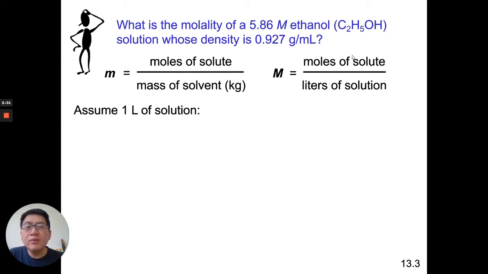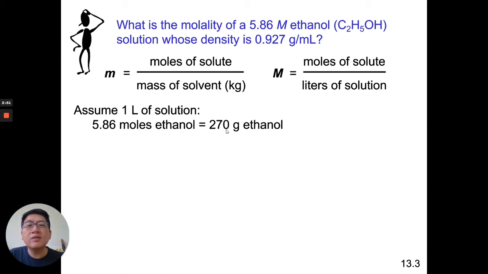If you have 1 liter of this solution, then you must have 5.86 moles of ethanol. Why? Because there are 5.86 moles of ethanol per liter of solution. That's the definition of molarity: moles of solute divided by liters of solution. So if I have 1 liter of solution, I have 5.86 moles of ethanol.